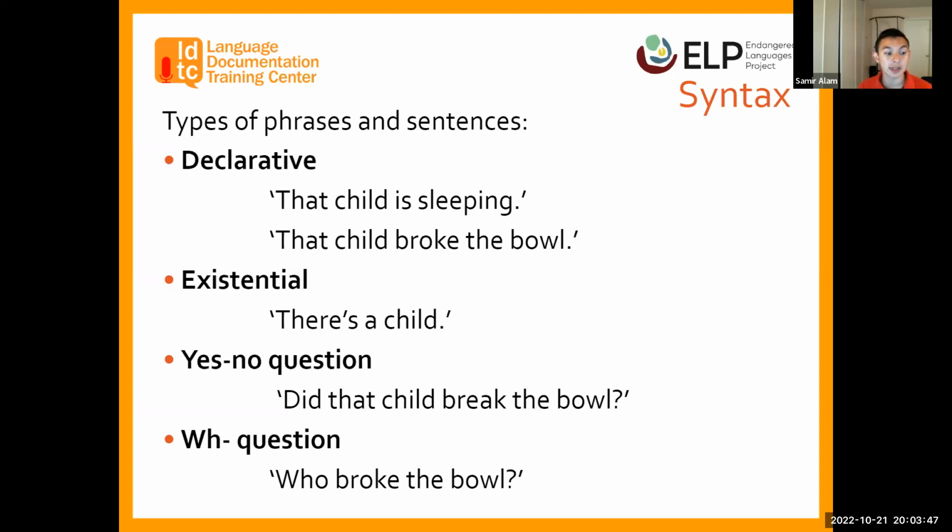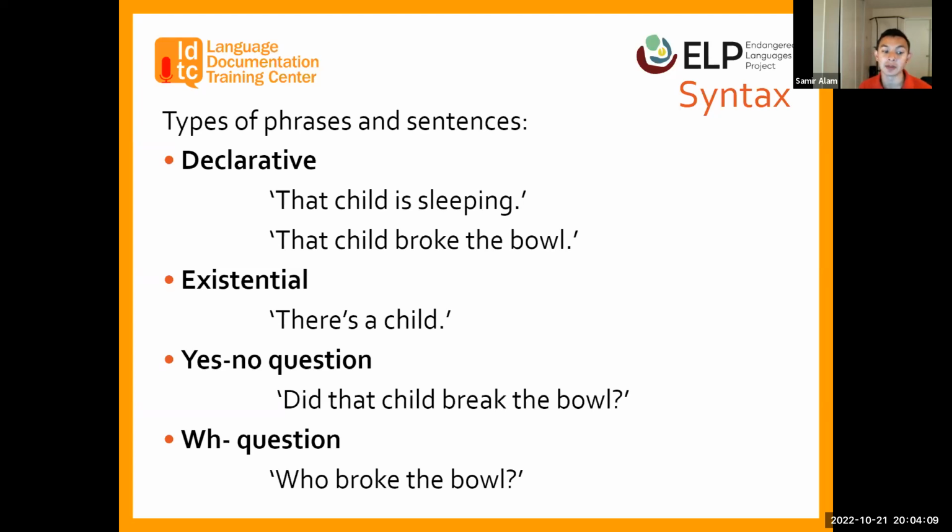Yes or no questions. Questions are basically types of sentences that we use to ask for information from someone we're talking to. A yes or no question in English is a question that can be answered with yes or no. Either it happened or it didn't, it's true or it's false, and the speaker wants to know. So if I say, did that child break the bowl?